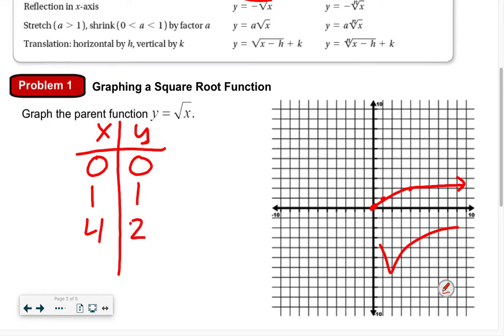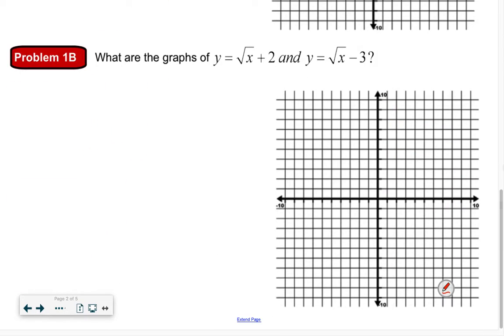The next one says, what do the graphs of y equals the square root of x plus 2 and y equals the square root of x minus 3 look like? What's different from my parent function with this one? Plus 2. Is it outside my radical or inside? If it's outside, then is it up, down, or left, right? Up, down. It's plus. Plus going down? Up. So all I'm doing, instead of starting at 0, 0, is going up 2. So I'm at 0, 2.